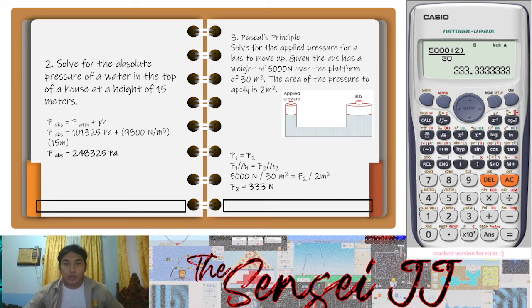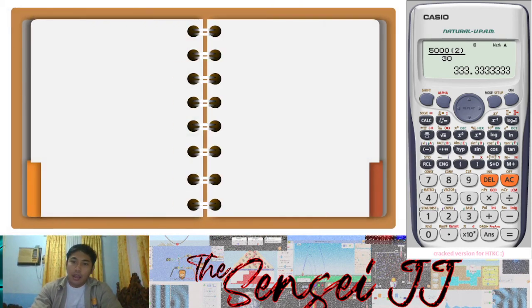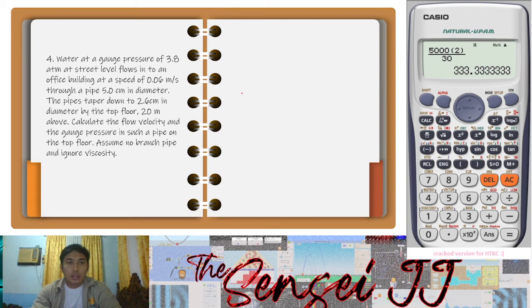Okay, so let's proceed to our next example. Water at a gauge pressure of 3.8 atmosphere at street level flows into an office building at a speed of 0.06 meter per second through a pipe of 5 centimeters in diameter. The pipe tapers down to 2.6 centimeters in diameter by the top floor, 20 meters above. Calculate the flow velocity and gauge pressure in such a pipe on the top floor. Assume no branch pipe and ignore viscosity.